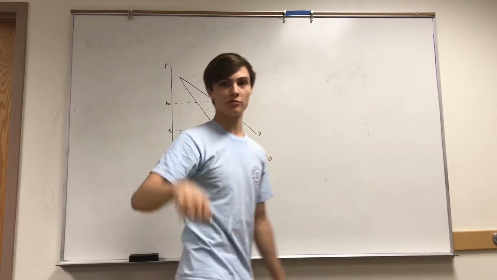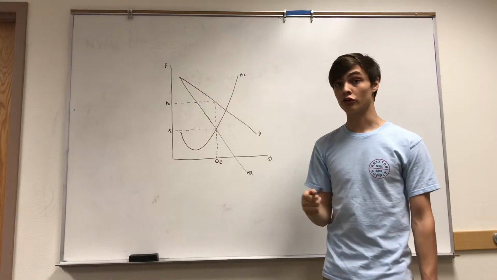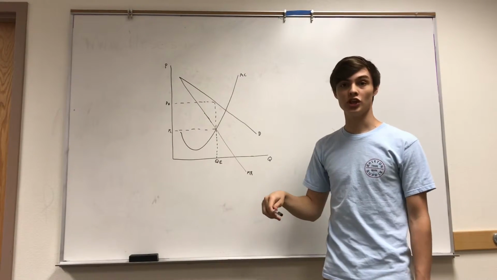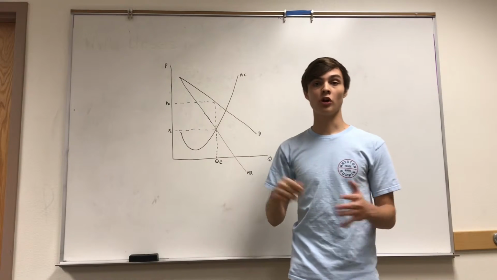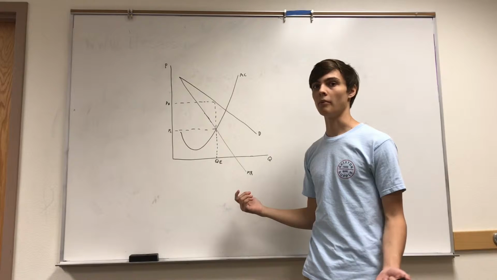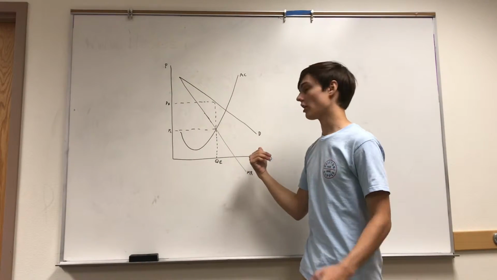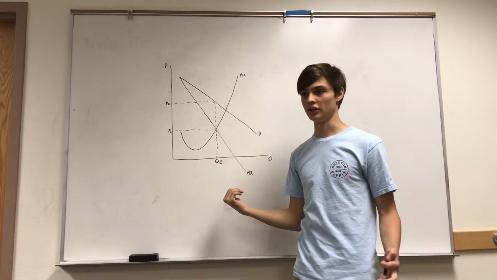Now, this is what happens when oligopolies do collude. This might look oddly familiar to something I'm going to be talking about later, which is the monopoly graph. And that's because when oligopolies collude, they're basically working as one firm, so they're literally a monopoly just with multiple firms. And collusion is usually illegal because of this, and because monopolies are usually illegal.